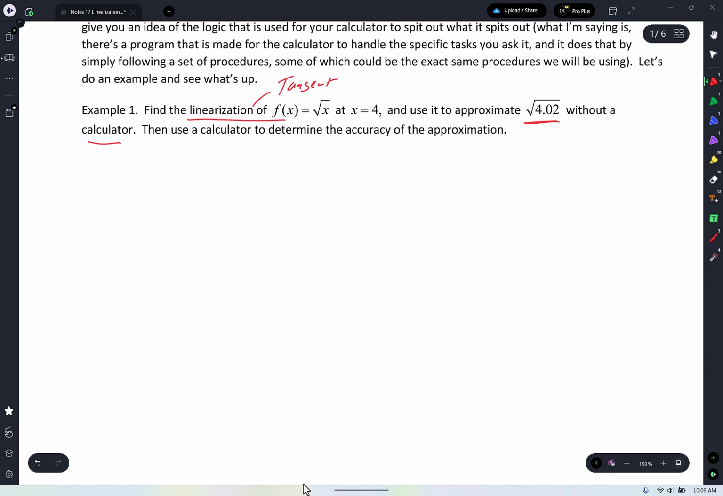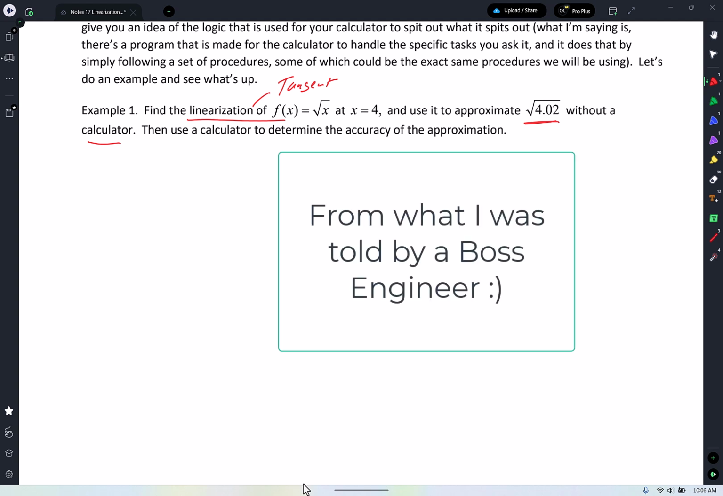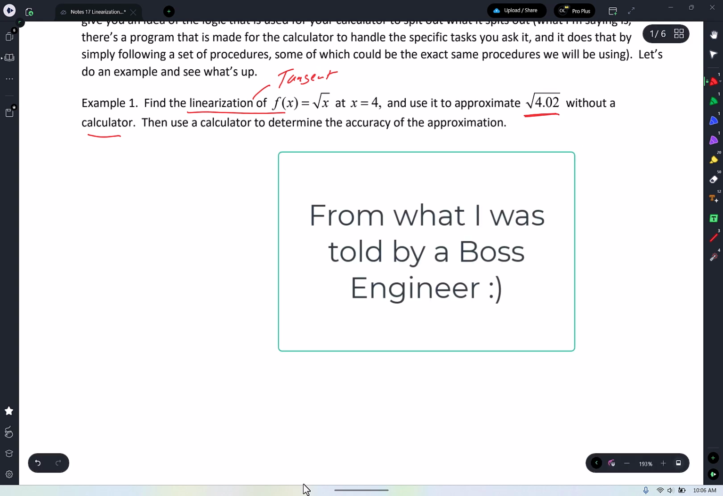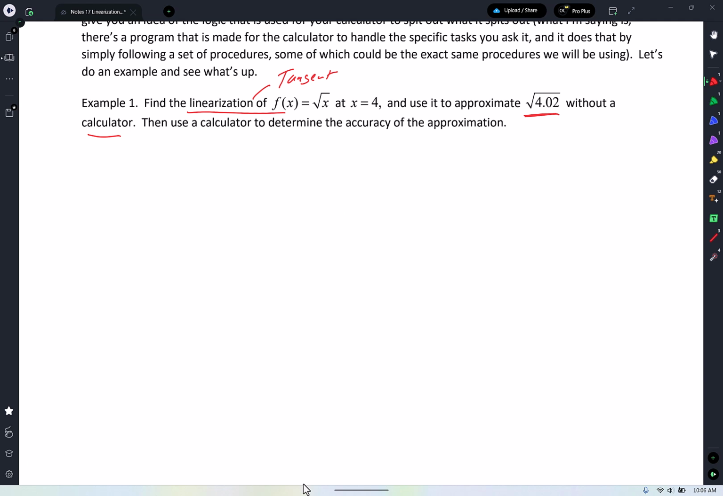Okay, I will be 100% with you guys. We're in 2024. You're probably never going to use linearization to approximate something because you have calculators and computers. But back in the day, this is the method that they used. This is actually the logic that is used in your calculator to some extent, the algorithm to approximate, and then it figures out a tolerance, and then it spits out an answer. All right, so here we go.